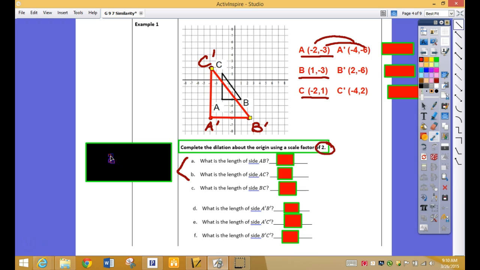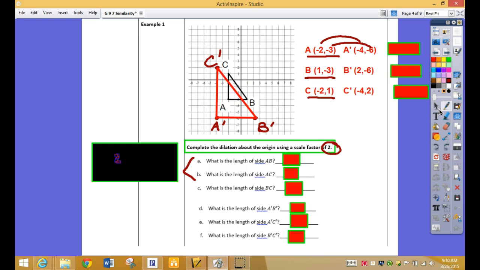What is the length of side AB? Are we looking at the original though? Is this the original or the prime? The original. What is the length of side AB? So we're looking at this one right here. How many units? 3 units. What is the length of AC? 4 units. What is the length of BC? Can we just count the units on that one?